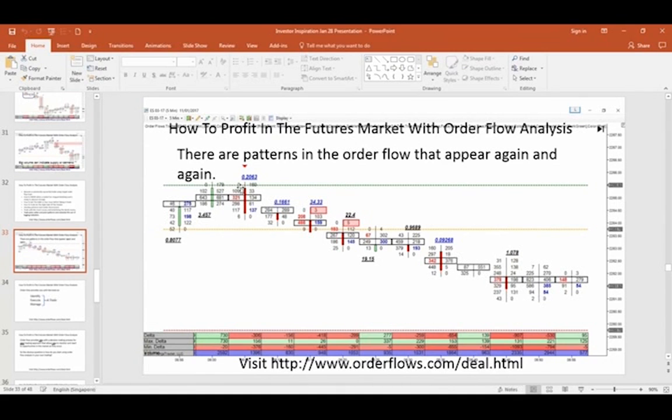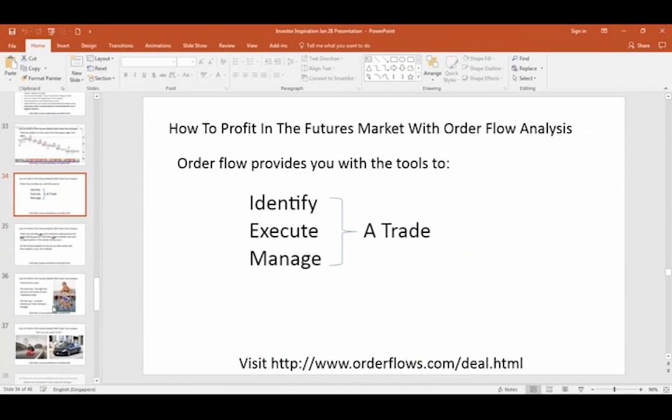So you have those levels to hide behind if you're short. But this is a pattern. There are patterns. Go to my website. I talk about a lot of patterns in there.